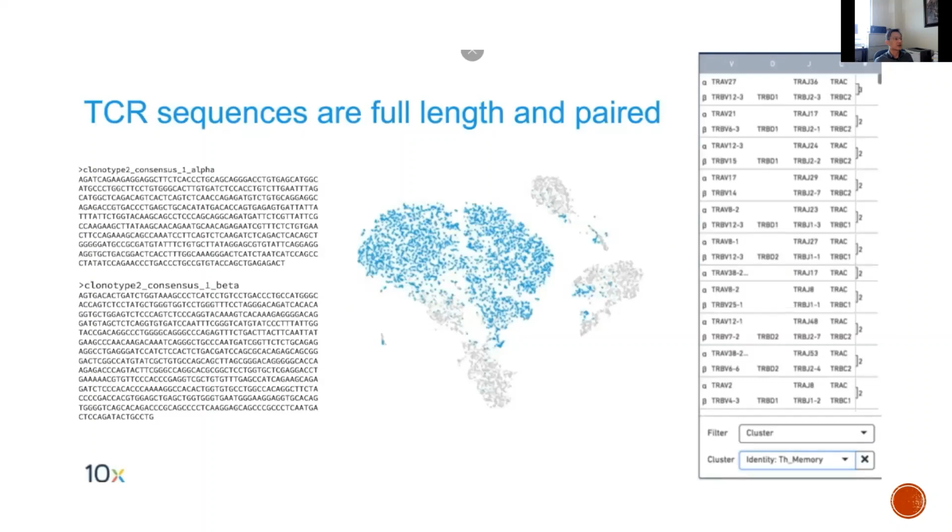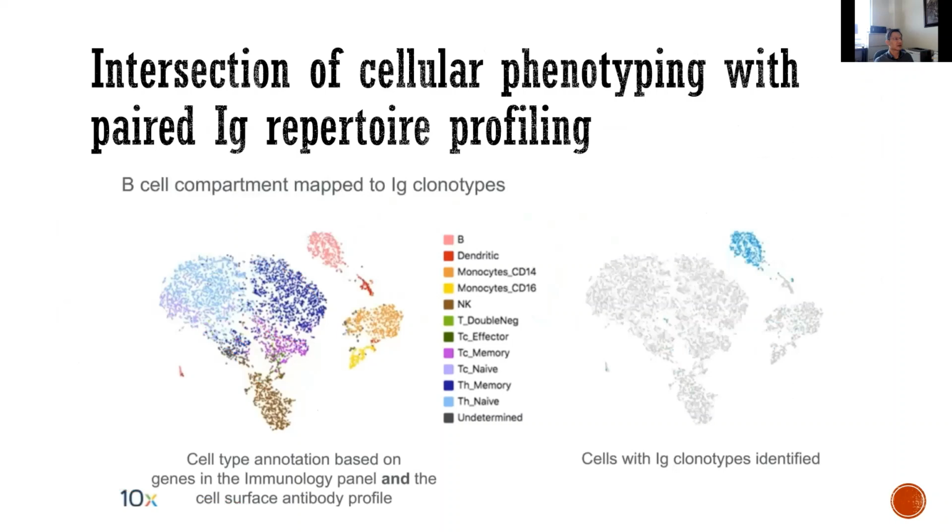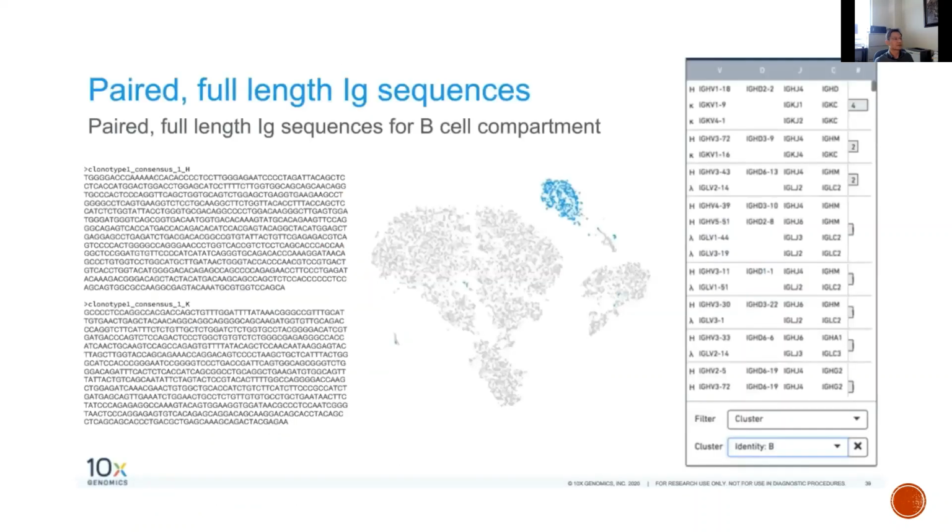And then you can go back to the sequence file to find the sequence of this consensus cell, and this full length and also paired alpha beta chain. Similarly, for the B cell cluster, you can identify the B cell receptor clonotype, the most abundant one, and see a majority of these B cells are derived from the same clonotype. Similarly, you can get the consensus sequence from this clonotype.